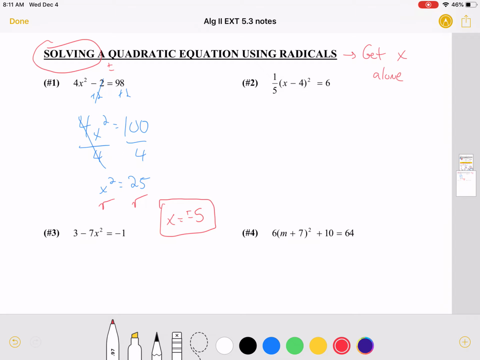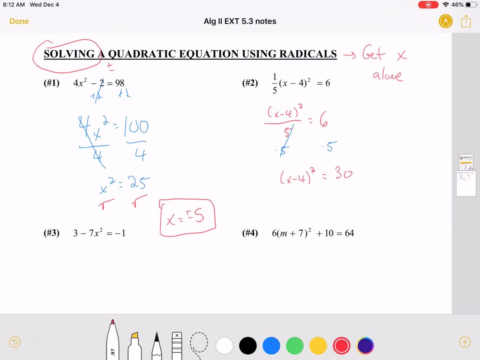Okay, moving on to number 2. Now, this one is goofy. Why? Well, that fraction out front, we hate fractions. So another way to write this would just be x minus 4 squared over 5 equals 6. So if we're dividing by 5, how do you get rid of dividing by 5? Well, multiply by 5. You're then left with x minus 4 squared equals 6 times 5 is 30.